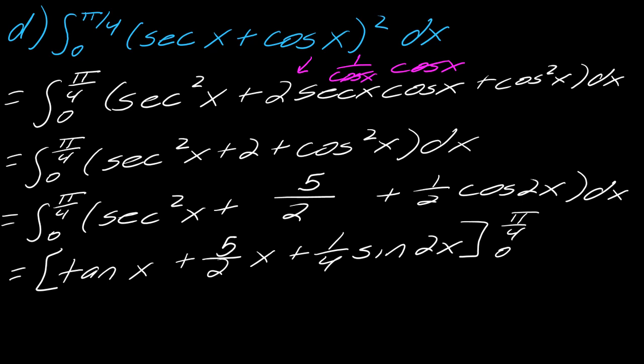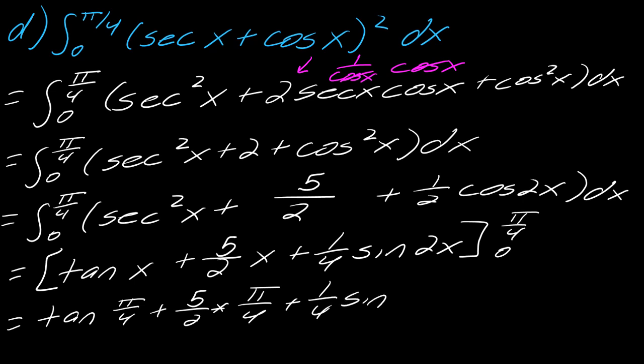And so what this is going to come out to then, let's see, I'll plug in all of this. So I have tangent of pi over 4 plus 5 over 2 times pi over 4 plus 1/4 sine of, let's see, 2 times pi over 4, this is ultimately going to become pi over 2. Okay, so I've got all of that. And then minus, I might as well just plug in 0 into all of these pieces. So tangent of 0 is 0. Sine of 0 is also 0. So this is all just going to be minus 0.